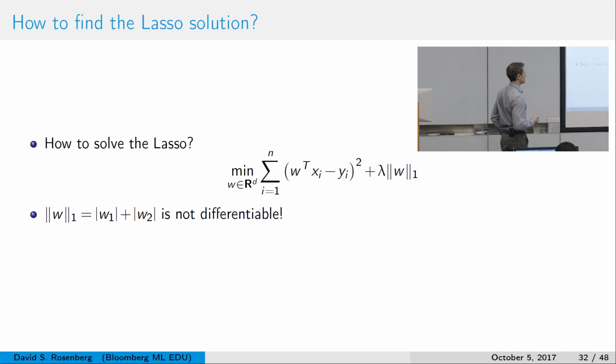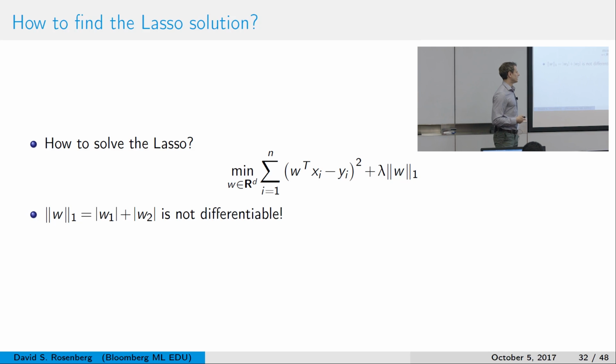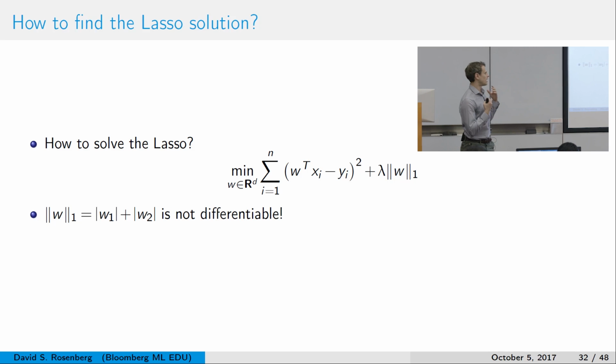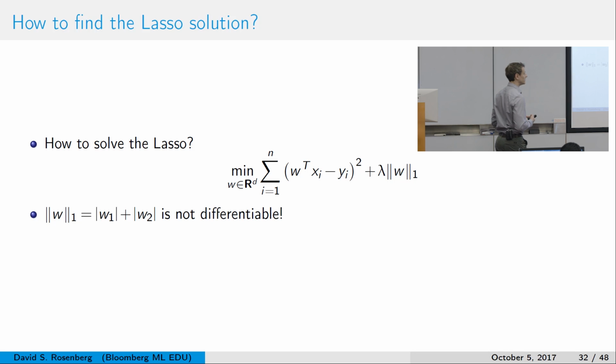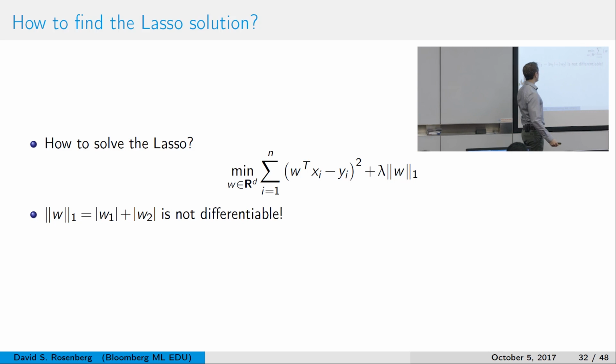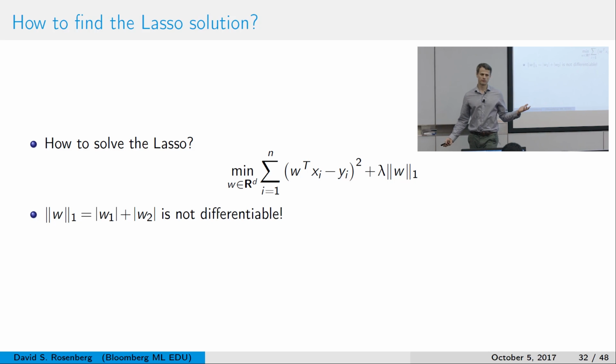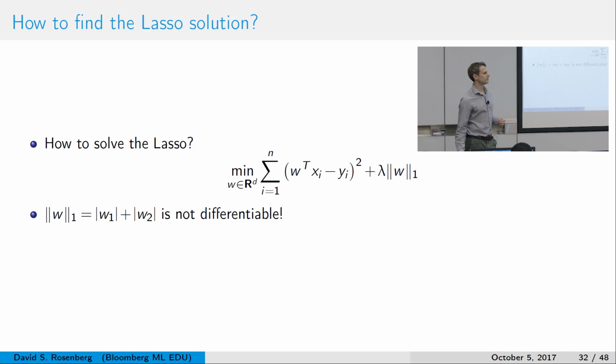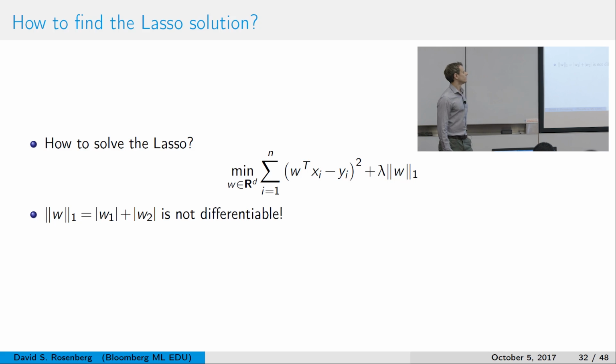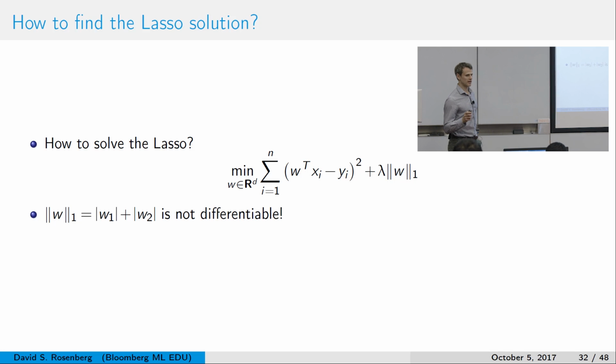This is the objective function, and the issue is that the method that we've used so far for optimizing objective functions is gradient-based, gradient descent or stochastic gradient descent. But this L1 norm is not differentiable. Absolute value is not differentiable at 0, right? So what to do? That is what we're going to be talking about for the next half hour or so.